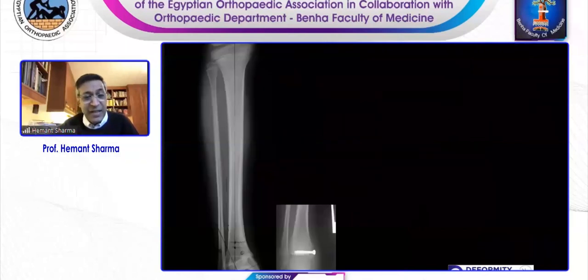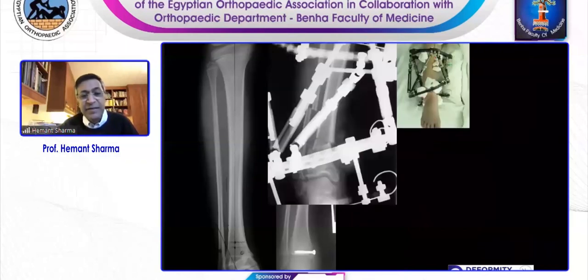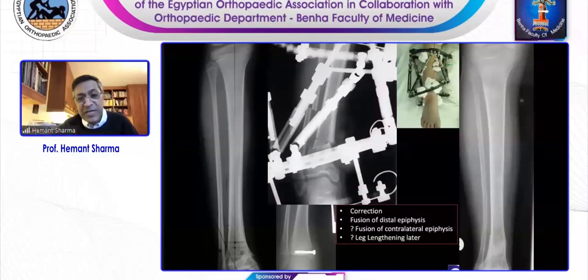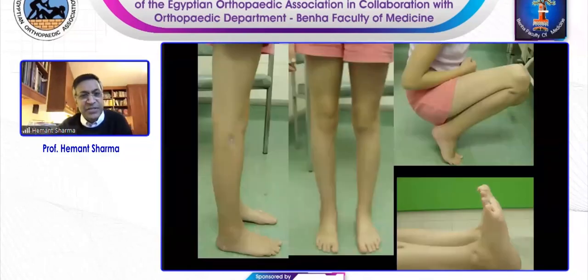This is an example of a child where you correct the deformity. Once the deformity is corrected, you need to decide how you maintain it. Do you fuse the contralateral epiphysis along with the same side? Or do you leave it and lengthen the child later on, or maybe at around the age of maturity? These are the clinical pictures.